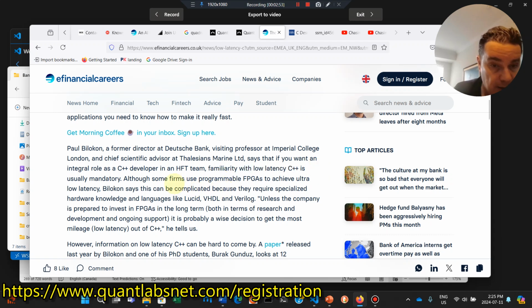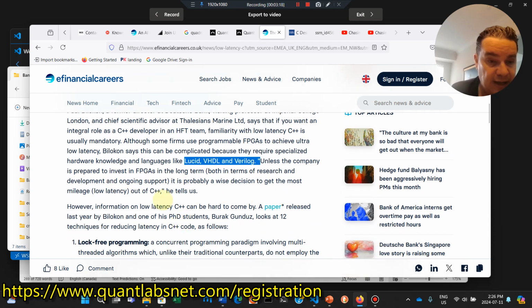He talks about, I've said this before, FPGA, ultra low latency, where he runs a company that sets up these solutions. So you have the languages in FPGA, which are VHDL, Verilog, and Lucid. Unless a company is prepared to invest in FPGA in the long run, both in terms of research and development and ongoing support, it is probably a wise decision to get the most mileage, low latency out of C++. So that's probably a less complicated way.